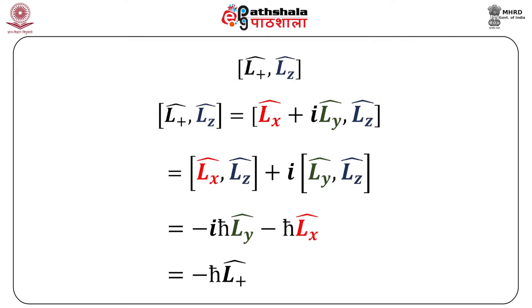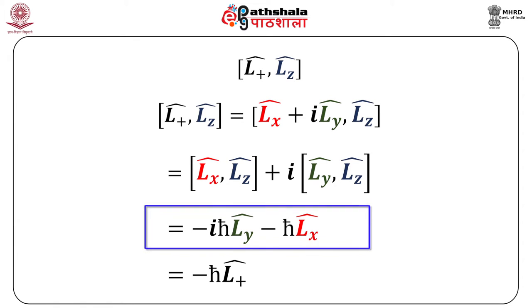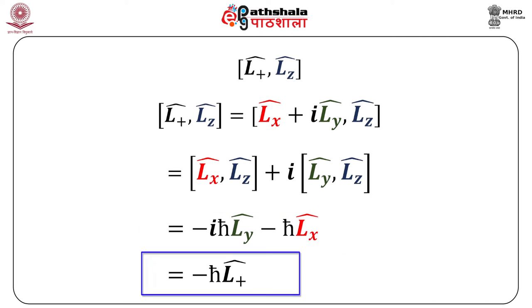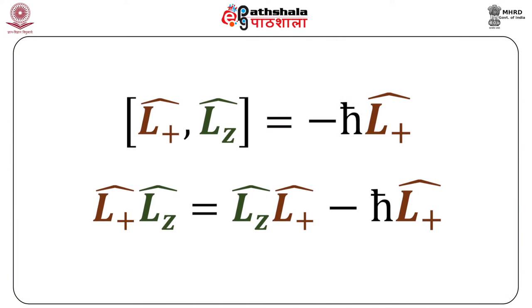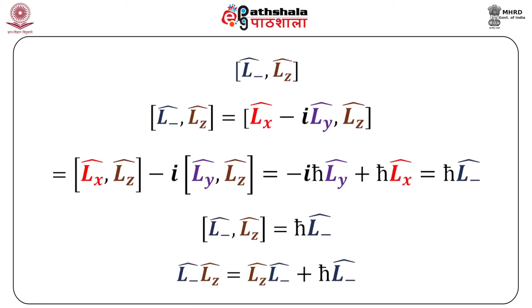First is the commutation of L plus and Lz components of angular momentum, where the substitution of the L plus operator modifies the expression to [Lx + iLy, Lz], which on simplification gives the expression minus i h cross Ly minus h cross Lx, which is equivalent to minus h cross L plus. So that means the commutator of L plus and Lz is minus h cross L plus. Further simplifying this commutation relation, we get the expression L plus Lz equals Lz L plus minus h cross L plus.